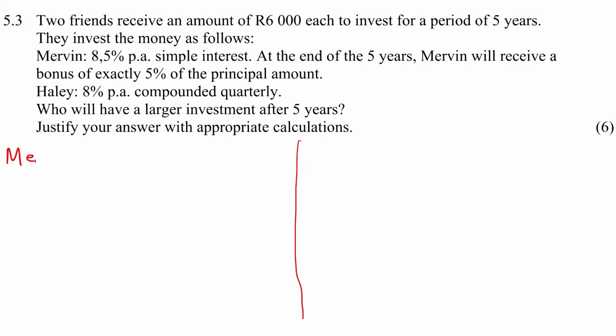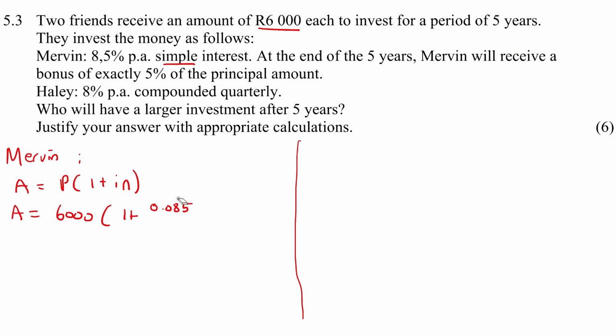Okay, so Mervyn, let's just write this down. Whoops, what happened there? Okay, so Mervyn has 6,000 Rand and he's going to invest it using simple interest. So remember the simple interest formula goes like this. And so let's see, 6,000 Rand. Interest rate is 8.5%. And it's not compounded monthly or anything like that. So we're just going to say 0.085. And then it's going to be 5 years. Okay. And if we calculate what good old Mervyn is going to have after 5 years, it will be 8,550.